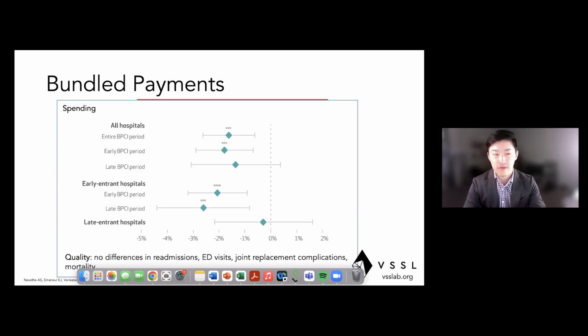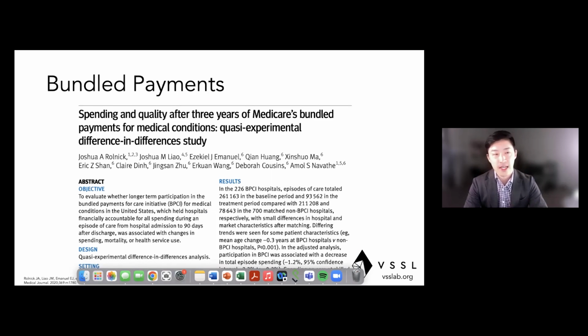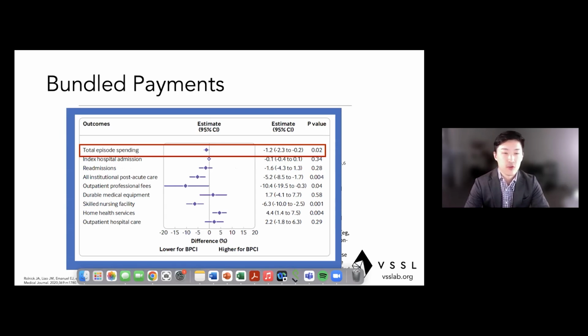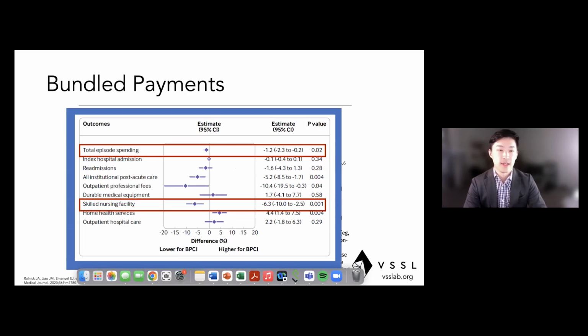With respect to quality, we found it generally stable from what we could see in the claims. No differential changes between BPCI, the bundle payment, and control groups with respect to these measures you see here: readmissions, ED visits, joint replacement complications, mortality. That's on the surgical episode side. If we apply a somewhat similar approach to medical conditions under bundle payments, we see, again, that there are episode savings. They're driven by differential decreases in skilled nursing facility spending and, in fact, length of stay reductions at these facilities.